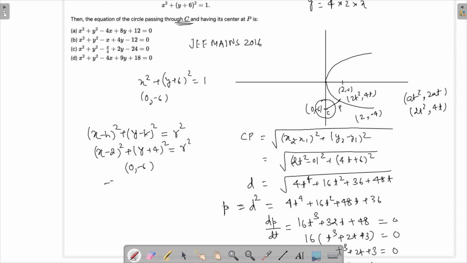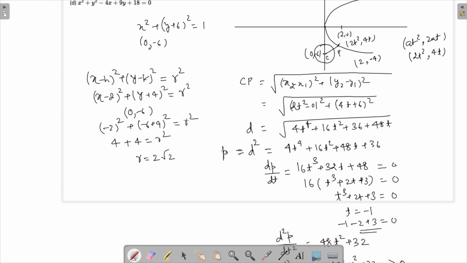So we'll substitute the value of this, 0 comma -6, in this equation. This will become -2 whole squared plus -6 plus 4 whole squared equals r square. So this will become 4. This will also become 4 and r square, right? So r would become equal to 2 root 2, or r square is 8 itself.